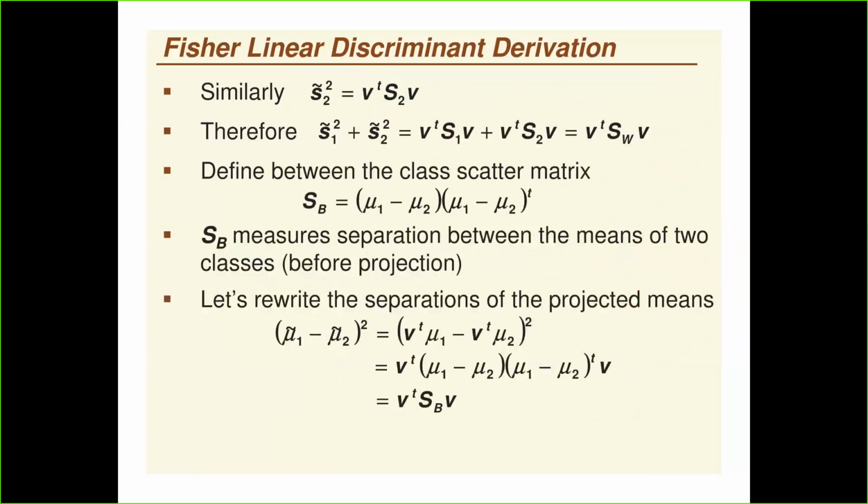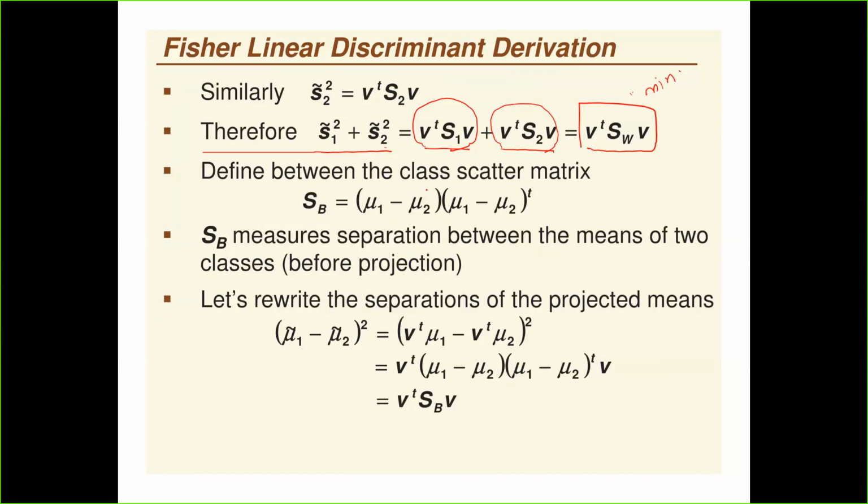Alright, so that's what it is given here. So S1 bar plus S2 bar is equivalent to V transpose S1V plus V transpose S2V, by expressing it in terms of the original scatter. Because S1 plus S2 is equivalent to SW, this is equivalent to V transpose SW times V. This is what we want to minimize, the denominator part.